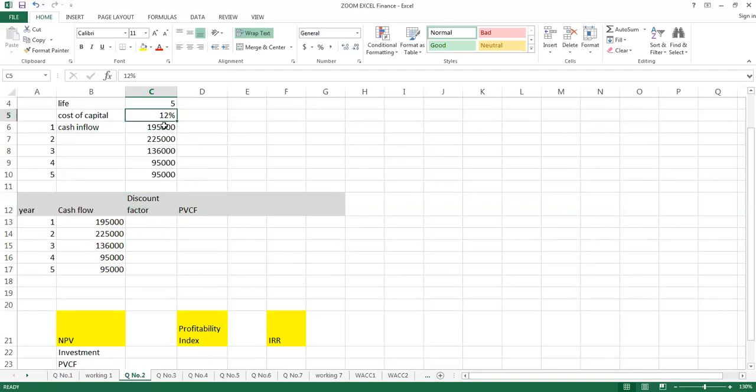To get discount factor, I need cost of capital, and I can convert this into discount factor. To calculate discount factor, we will take 1 plus discount rate, that is 0.12, and then I can bring power in minus. So this is the structure.